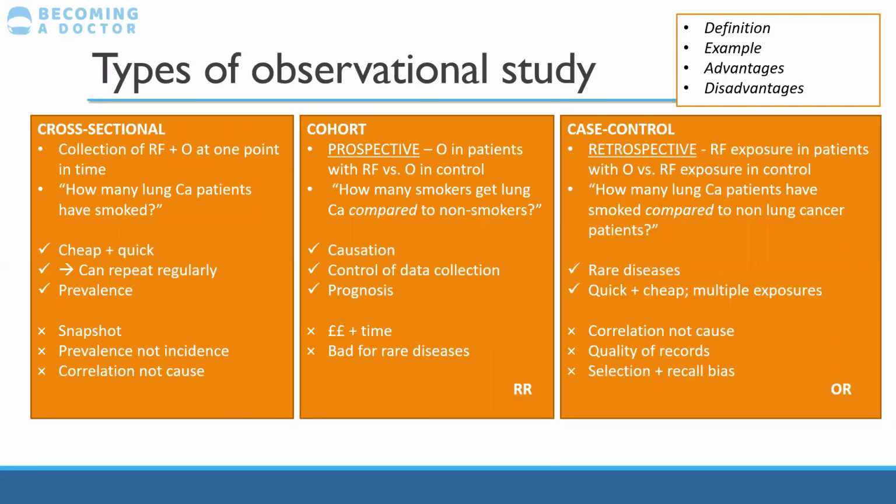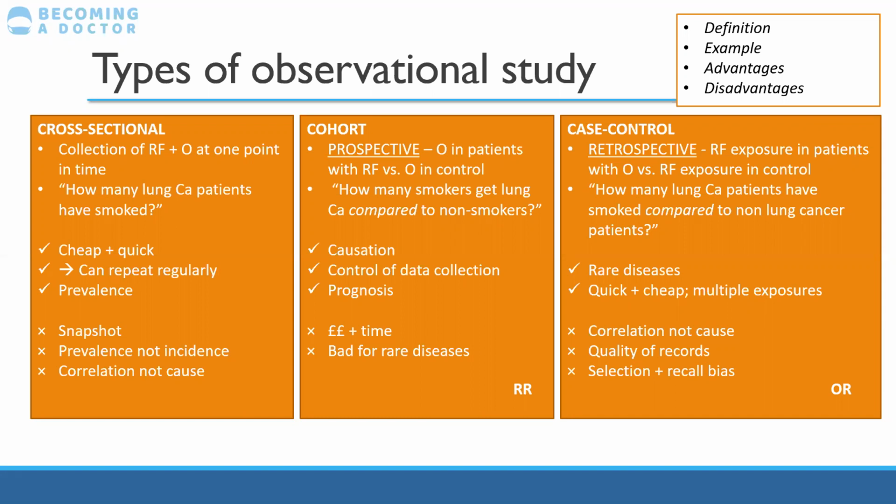And finally, the case control study is the third type of observational study I'm going to go through. So this isn't prospective, this is retrospective. You're taking patients who have the outcome now and comparing risk factor exposure to people who don't have the outcome now. So, for example, how many lung cancer patients have smoked compared to non-lung cancer patients, in which lung cancer is the outcome and smoking is the risk factor.